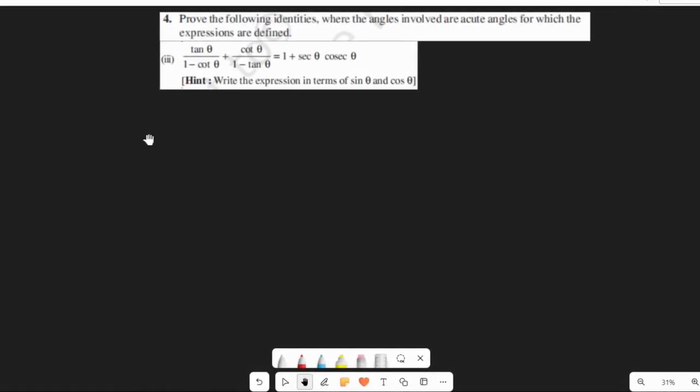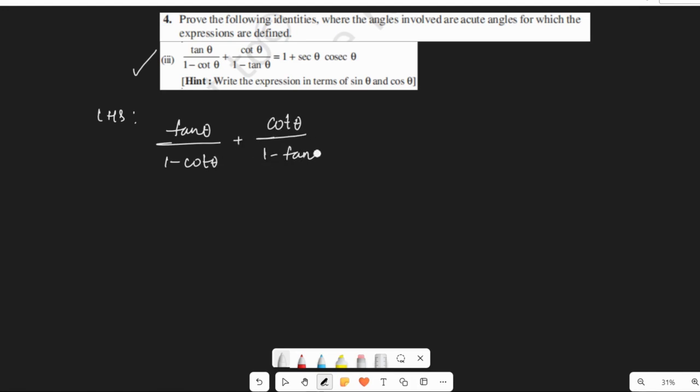Now moving on to the third question, we are required to prove tan theta by (1 minus cot theta) plus cot theta by (1 minus tan theta) as 1 plus secant theta into cosecant theta. There is also a hint given, that is writing the expression in terms of sin theta and cos theta. This question is a bit tricky and a lengthy one too, but it's very important from an exam perspective. So let us write down the LHS, that is tan theta by (1 minus cot theta) plus cot theta by (1 minus tan theta).